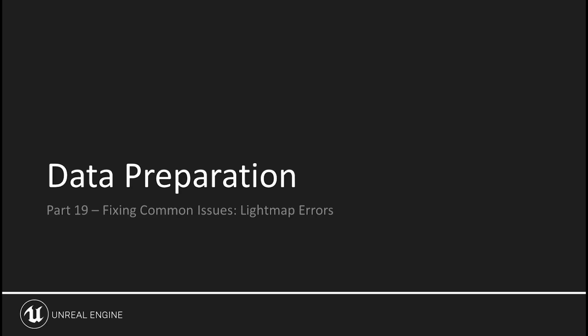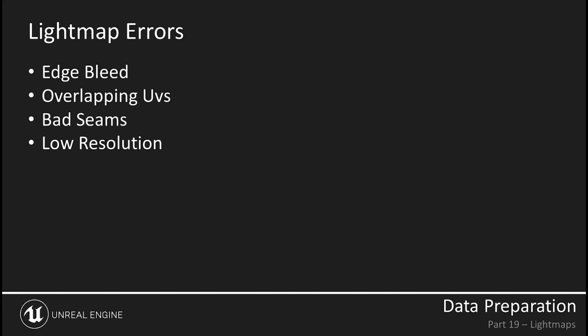Light maps can have several issues once baked, and 9 times out of 10, it's a UV mapping problem. While the automatic light map generation on import works great for most objects, sometimes you have to do it manually.